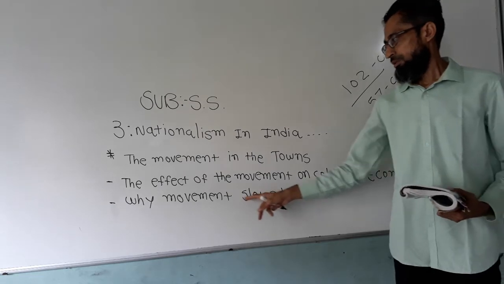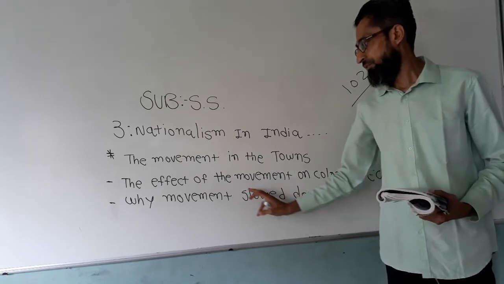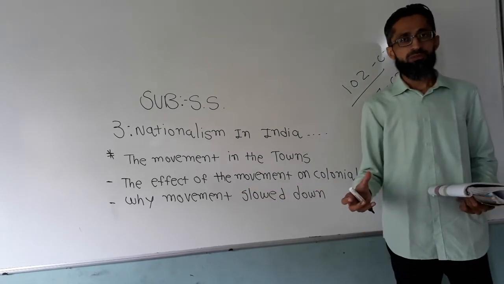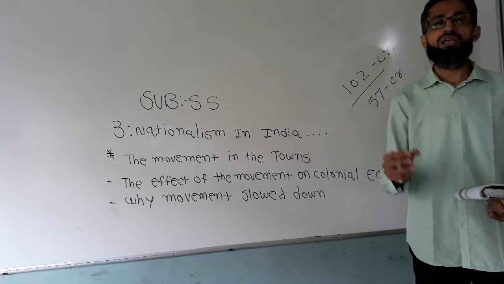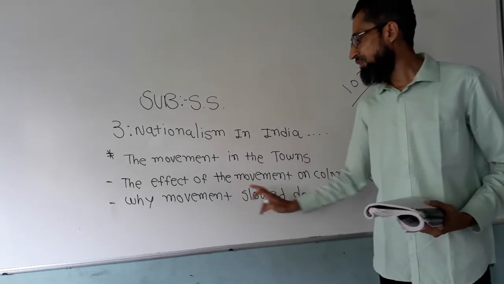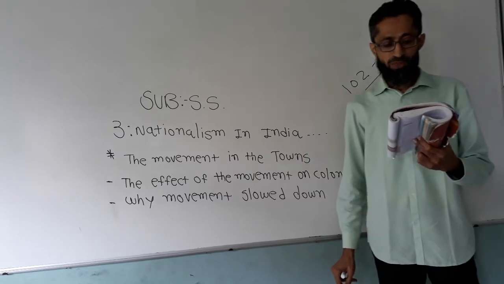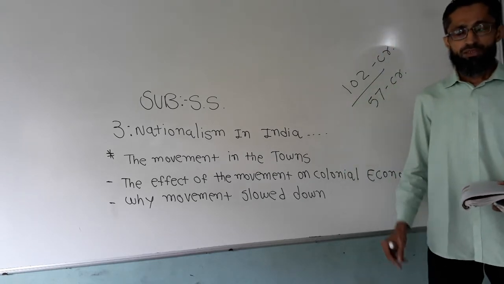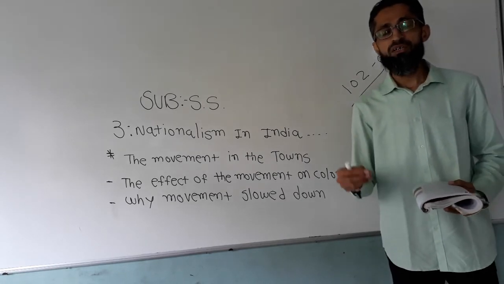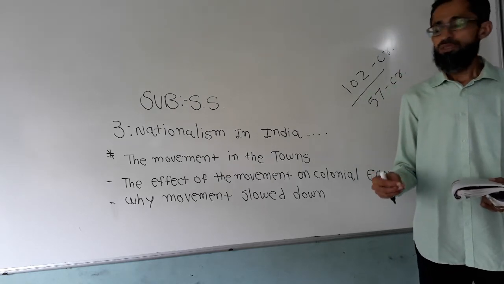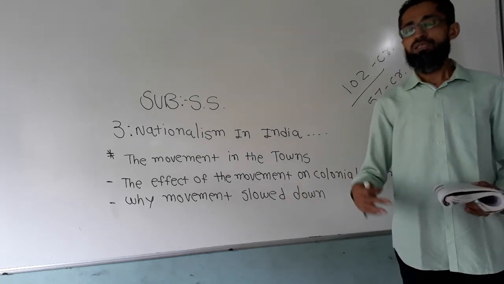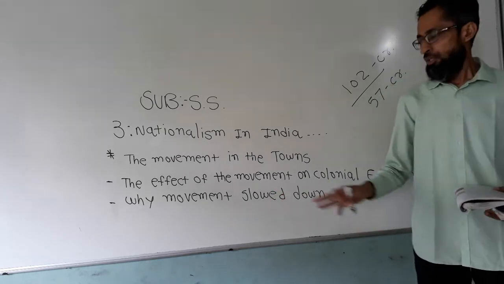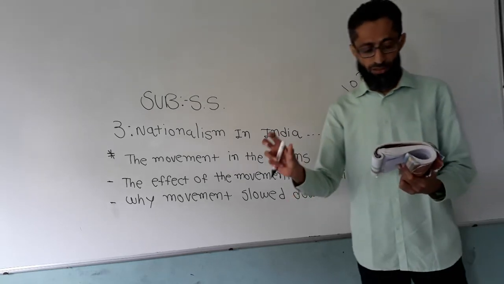Now the third important point of discussion is why the movement slowed down. The non-cooperation movement began in towns with middle class participation. But why did this movement slow down? This movement in cities gradually slowed down for a variety of reasons. Many reasons were responsible for the slowing down of this movement in towns.